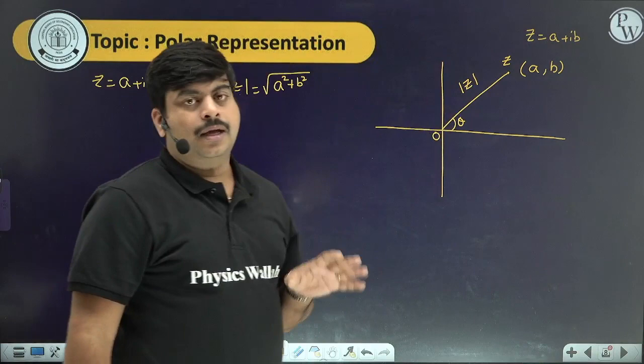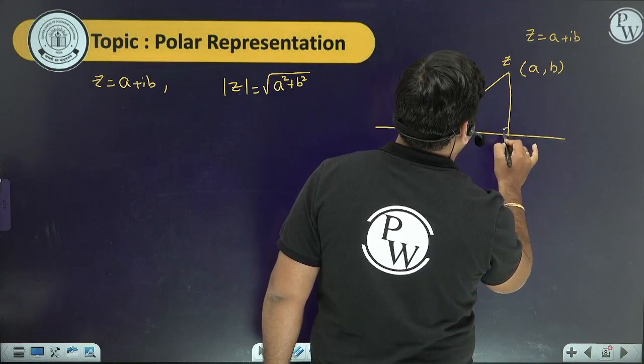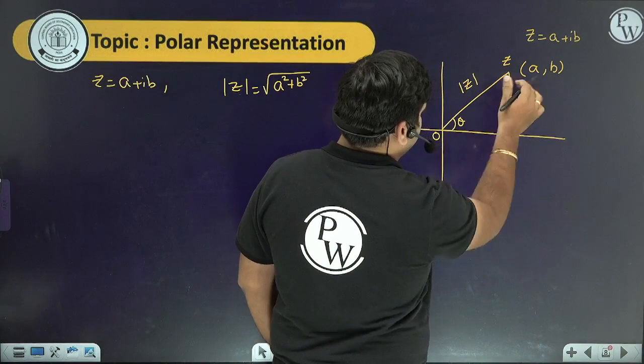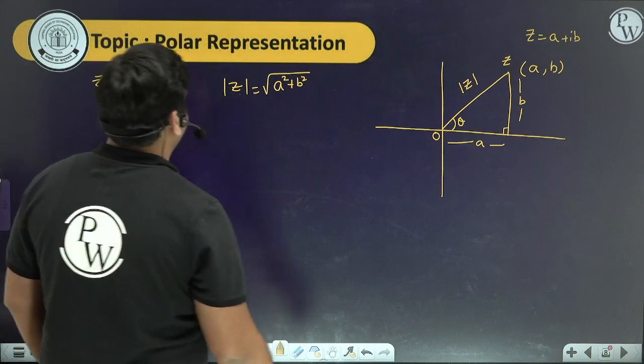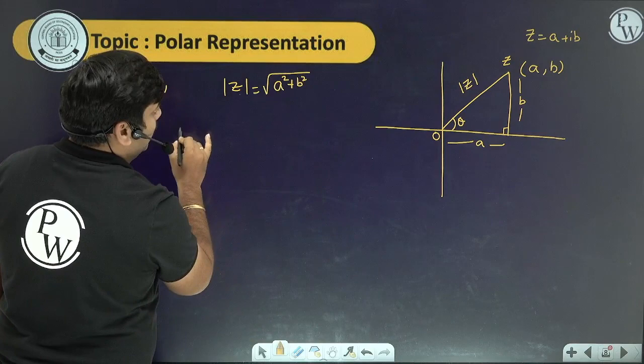So I have a theta. Now, people, let me complete the triangle here, which is a right angle triangle, right? So this is mod Z. What will be this? This is A and this is B. Considering everything in the first quadrant, everything should be positive. I'll also tell you what will happen when you have negatives. So, people, what can I say about A if I apply it in the triangle O, A, Z, that is Z.